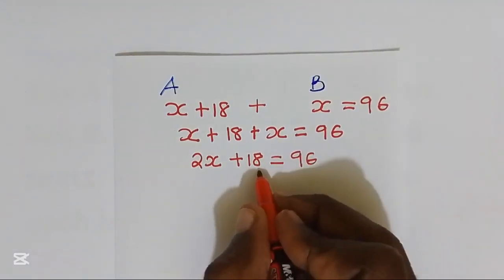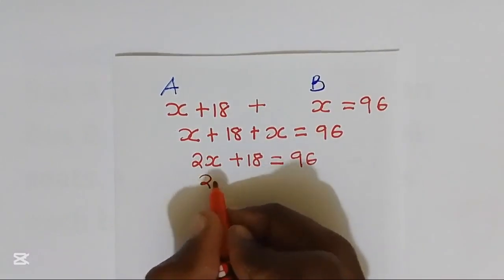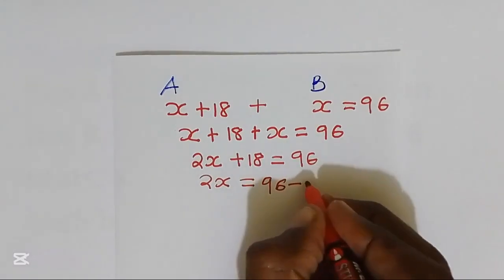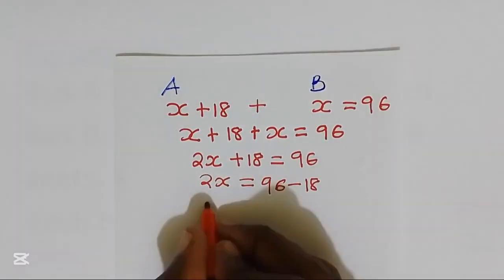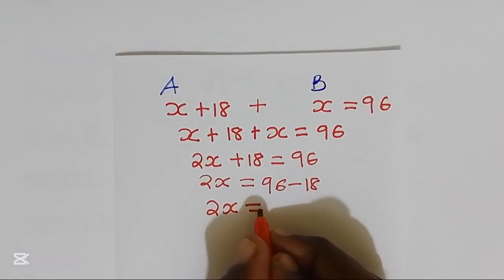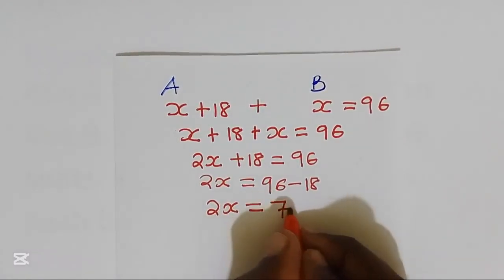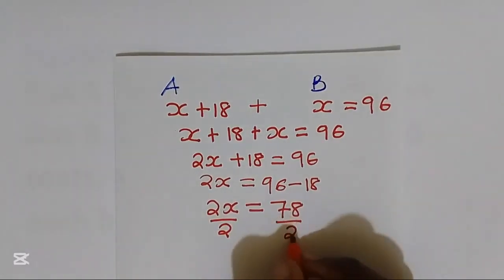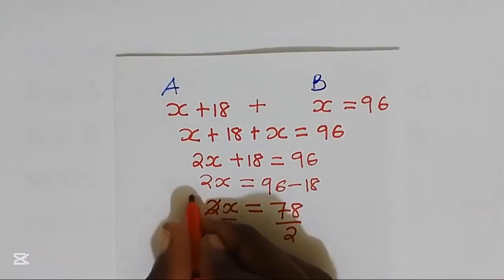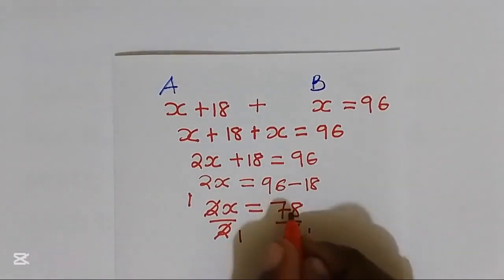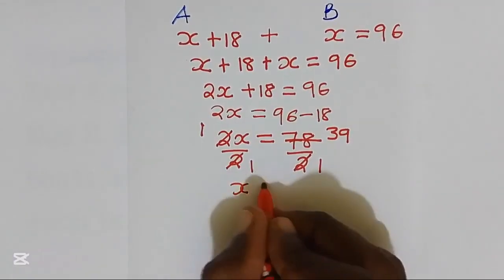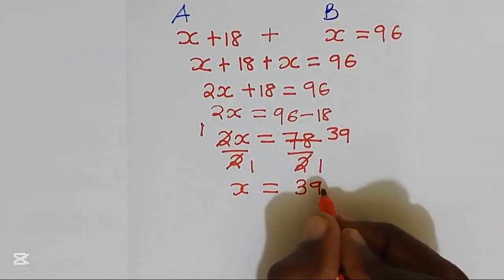Take 18 to the right hand side. We are going to have 2x. This is equal to 96, take away 18. 2x is equal to 78. Divide by 2. Divide by 2. By 2, 1. By 2, we get 39. The value of x is equal to 39.